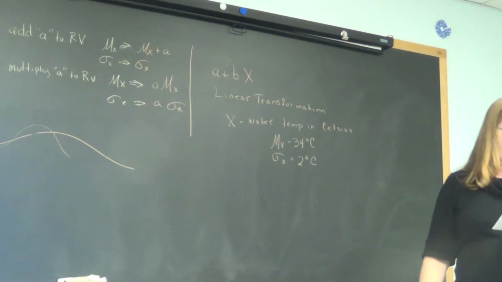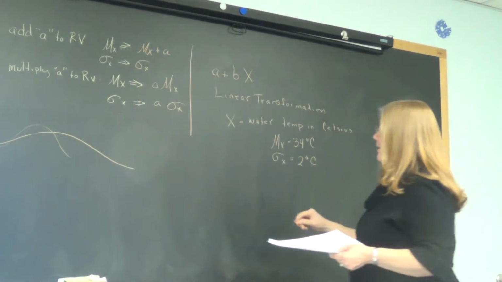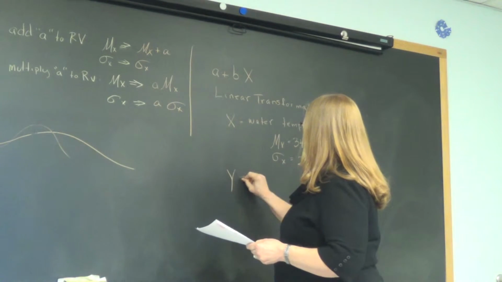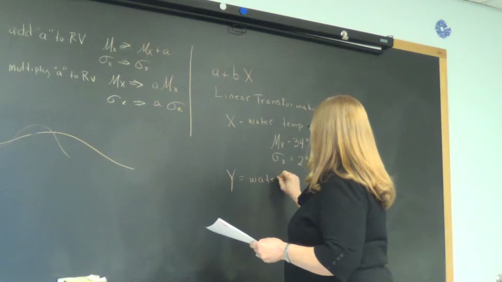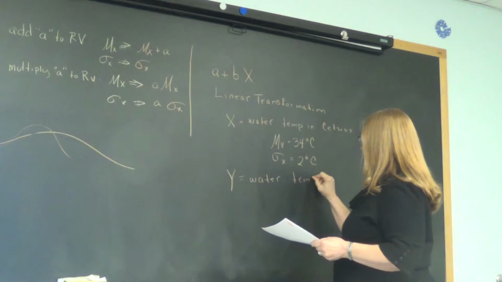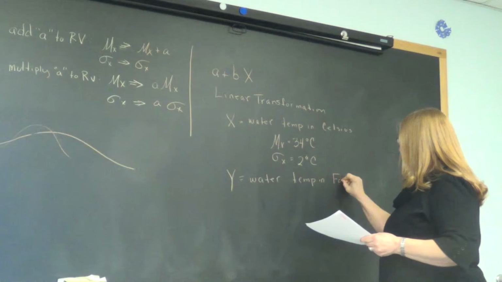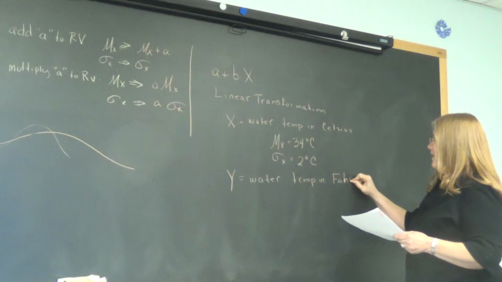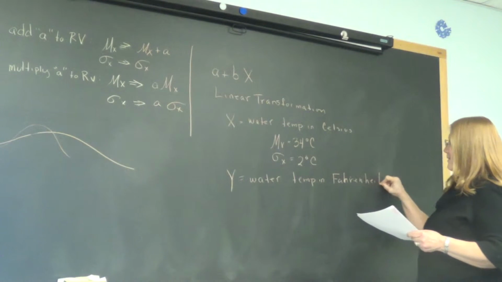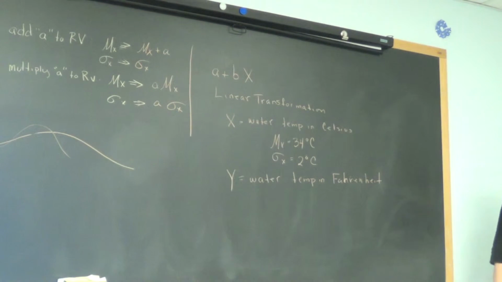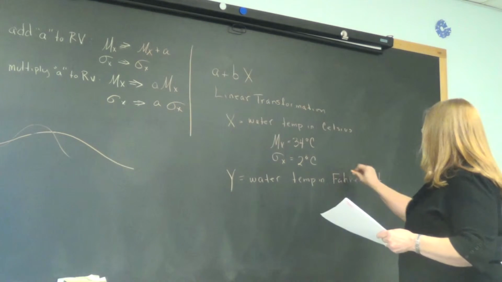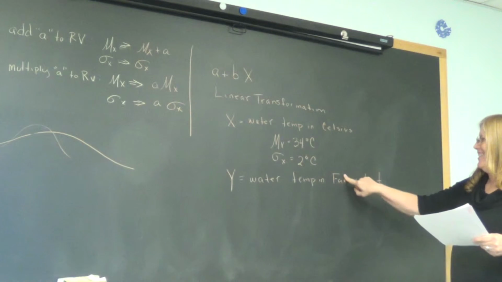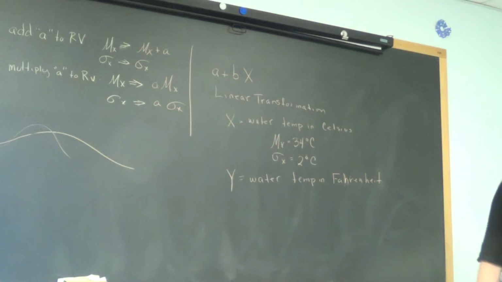And now I want to transform that so I don't think in Celsius very well. I want Y to be the random variable, the water temperature in Fahrenheit. I don't know how to spell Fahrenheit. German. Is that spelled right? It's close. It's close anyway. I don't think it's H-O-R. Okay. It is. Oh, it is. No, you're tricking me. You're tricking me.